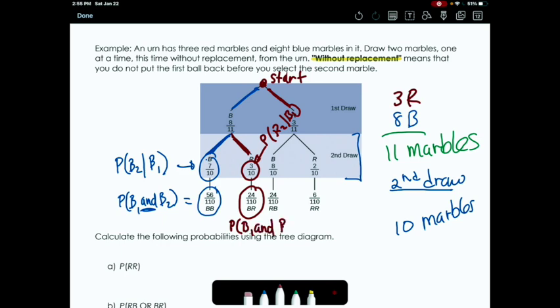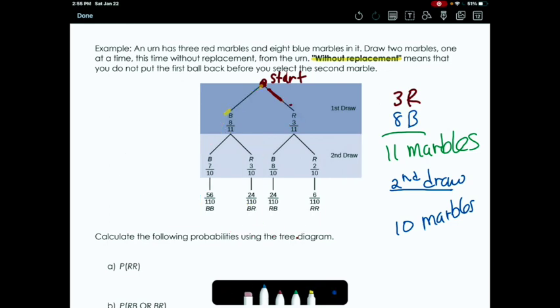And then this probability would be the probability of getting a blue the first time and then a red the second time. Because you take 8/11ths, if I follow the track down, if I get a blue the first time, my probability is 8/10. And then I get a red, that's 3/10. And then when I multiply it together, that gives me 24/110.